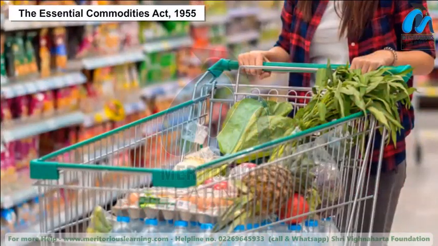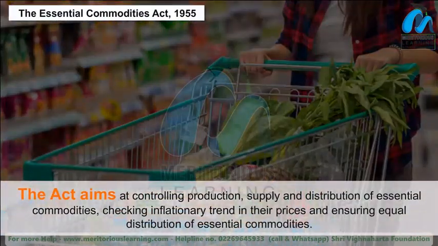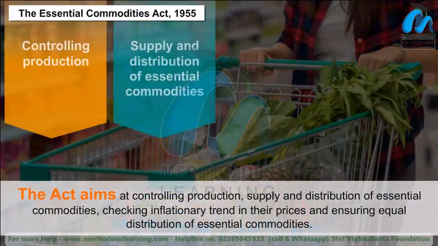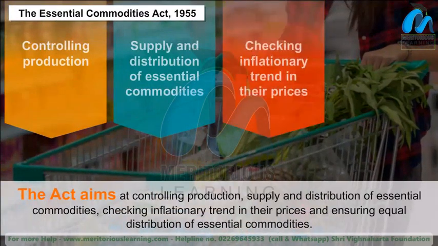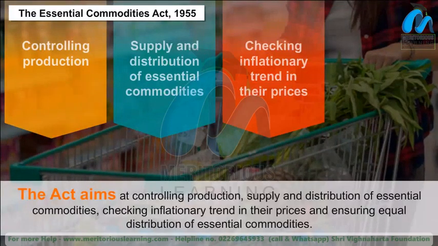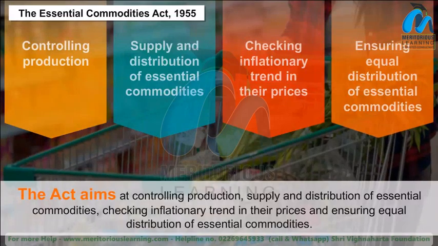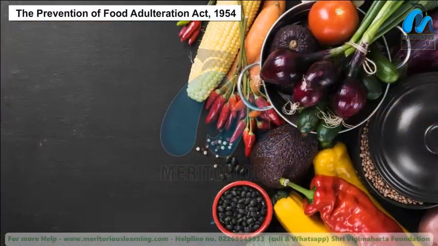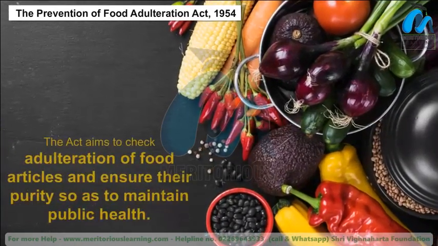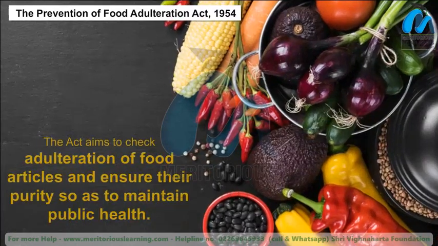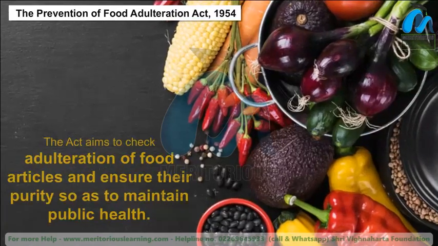The Essential Commodities Act 1955. The Act aims at controlling production, supply, and distribution of essential commodities, checking inflationary trends in their prices, and ensuring equal distribution of essential commodities. The Prevention of Food Adulteration Act 1954. The Act aims to check adulteration of food articles and ensure their purity so as to maintain public health.